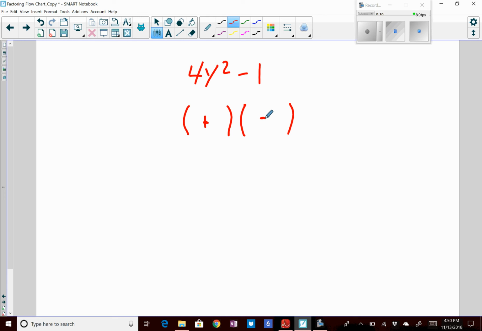And then very simply what we do is in the first position, we take the square root of the first term. So we said that was 2y. We put that in the first position in both parentheses. The square root of the second term, 1, is 1. So we're going to put that in the last position in each parentheses. And we have that the factors for 4y squared minus 1 are 2y plus 1 and 2y minus 1.